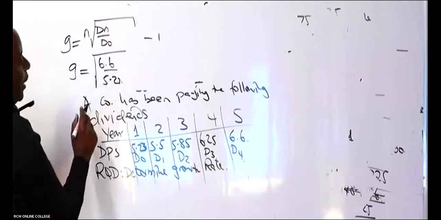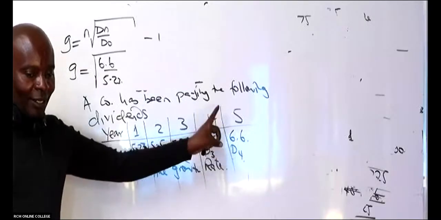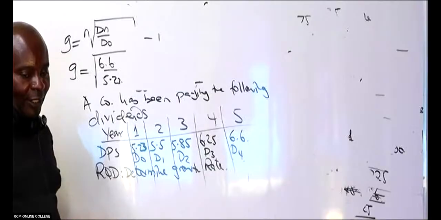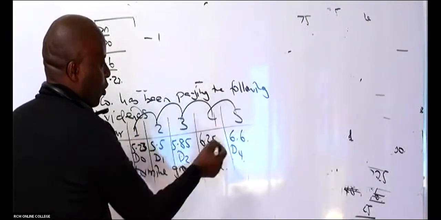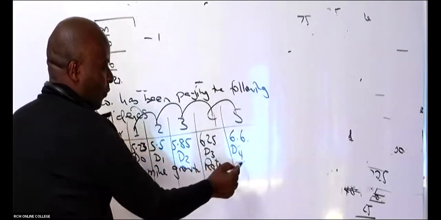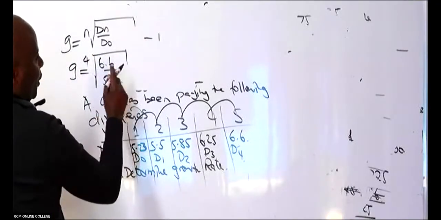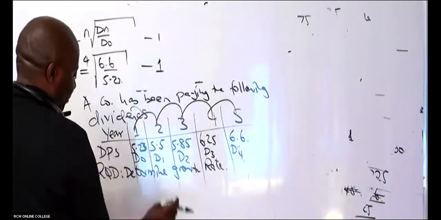How many years are in between here and here? Are they 5 years or 4 years? 4 years, because you are counting like this from here: 1, 2, 3, 4. Myself, I like taking this 4, the fourth root. So it is the fourth root of 6.6 divided by 5.23 minus 1.